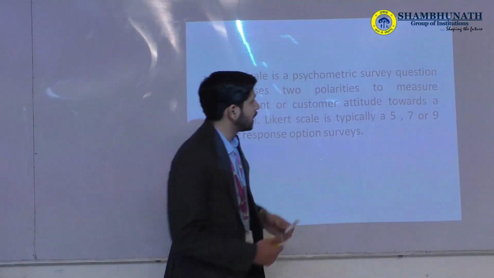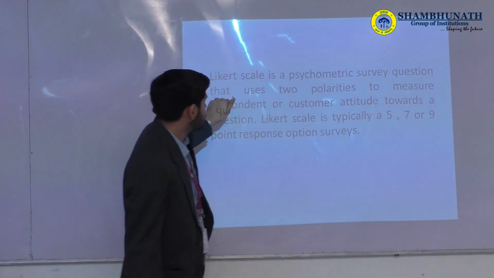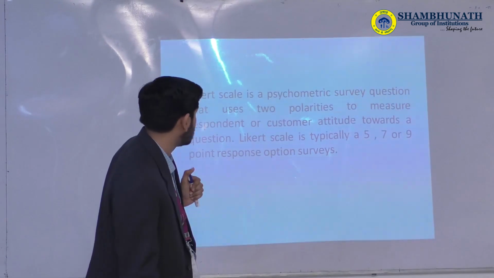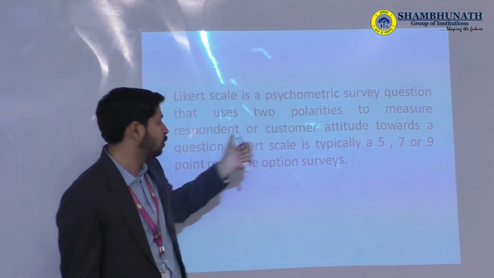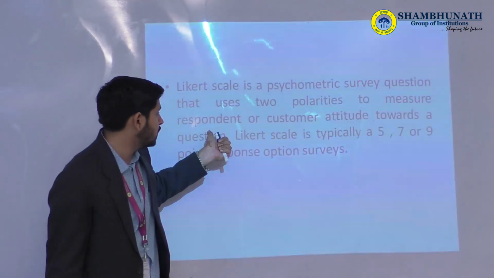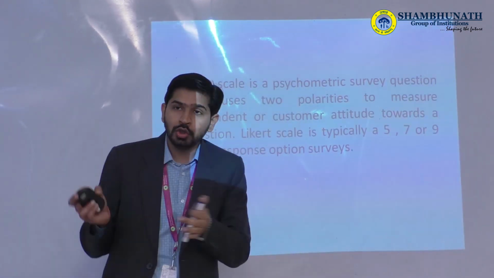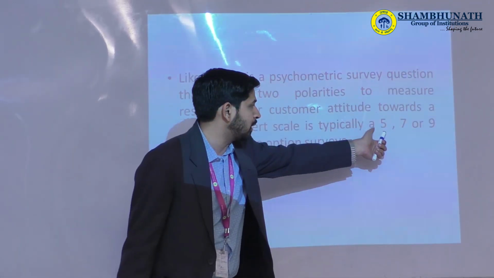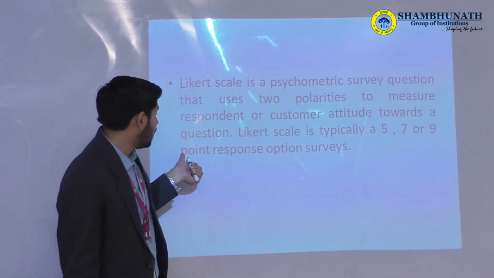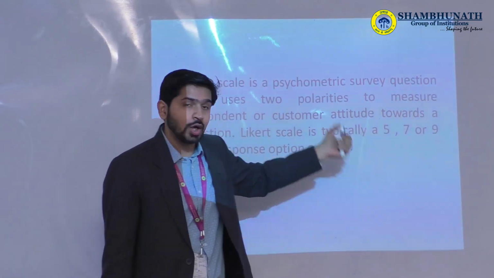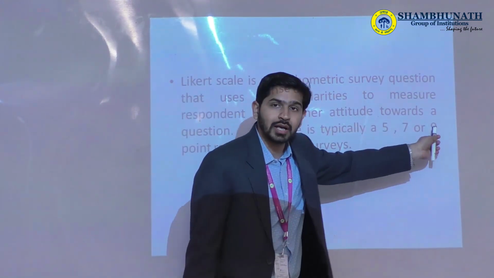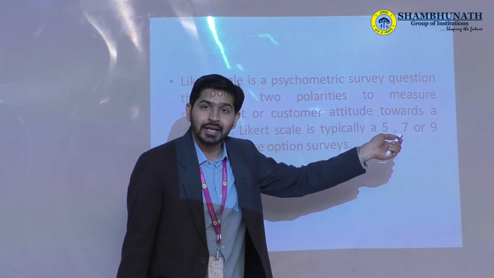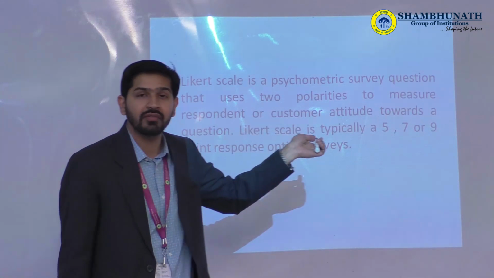So Likert scale is a psychometric survey question that uses two polarities. Remember this term, two polarities, to measure respondents' attitude towards a question. Now here the important thing is the respondent's attitude towards a question. So basically Likert scale is typically a 5, 7 or 9 point response option survey. Now there is a reason behind 5, 7 or 9. These are all odd numbers. So why 5, 7 or 9? Later on I will discuss why it is 5, 7 or 9.